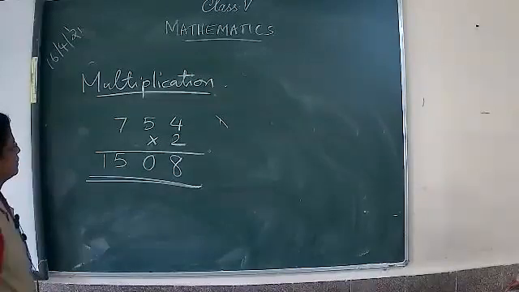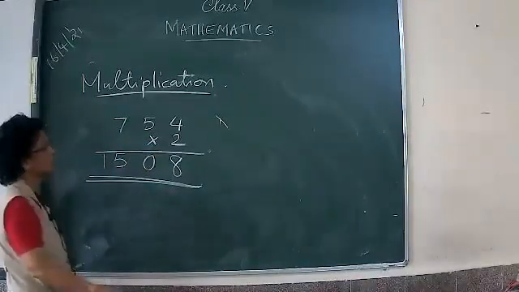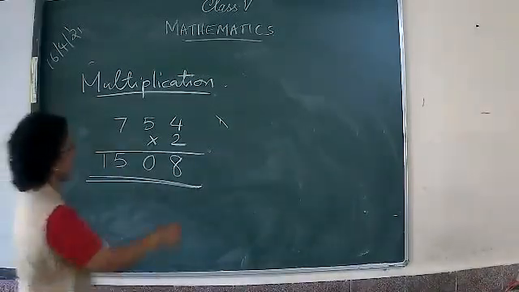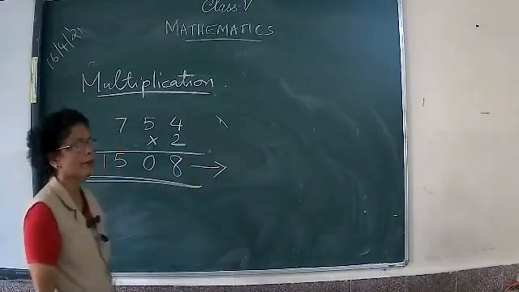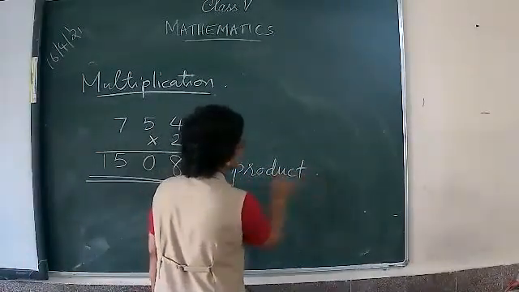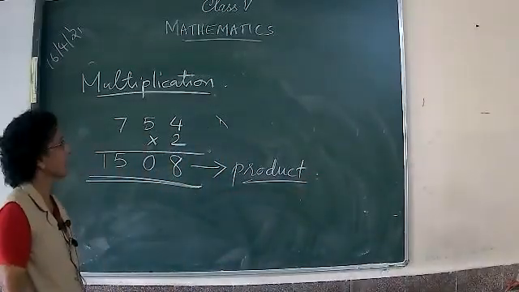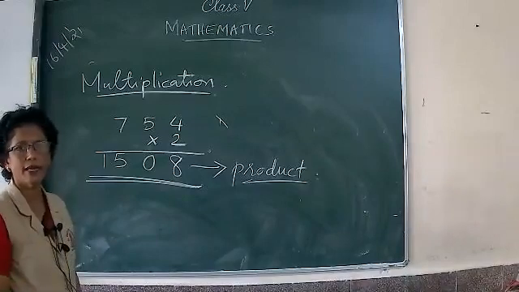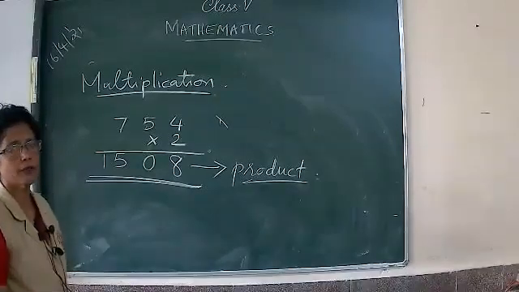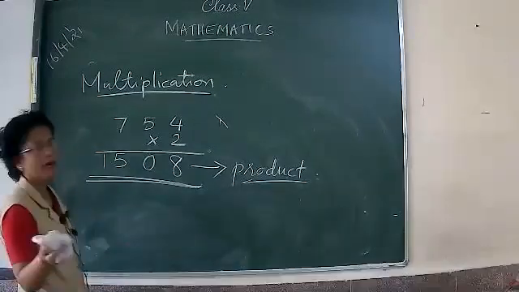Very good, children. So when we multiply 754 by 2, you are getting answer 1508. The answer that we get after multiplication is known as product. Okay, children? What is that? Product there. Product of 2 numbers. When you multiply 2 numbers there, the result, the answer we get, that is called product there. Okay, children? So let us see one more example.